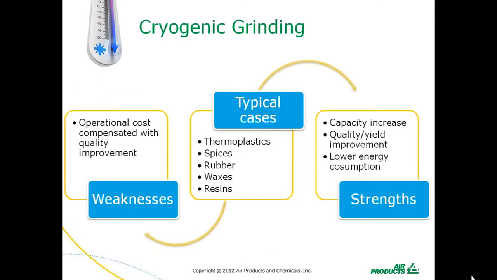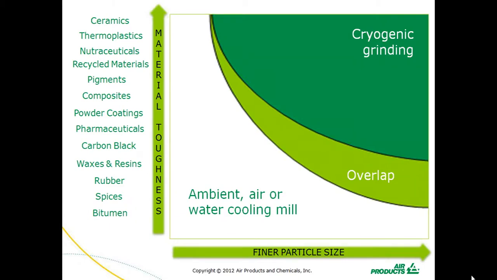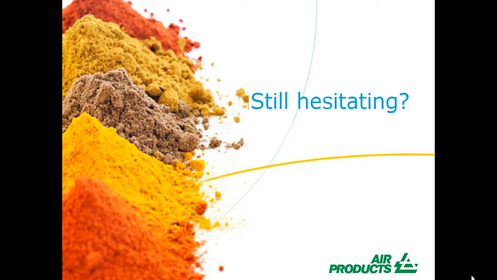Heat removal with cryogenics is often used to grind tough materials like thermoplastics, spices and resins to fine particle sizes. Often a particle quality improvement is gained along with a throughput and yield improvement. Cryogenic grinding is commonly used where grinding tough materials to very fine particle sizes, as shown on this table. The tougher and finer the material requirement, the more likely cryogenics are required.